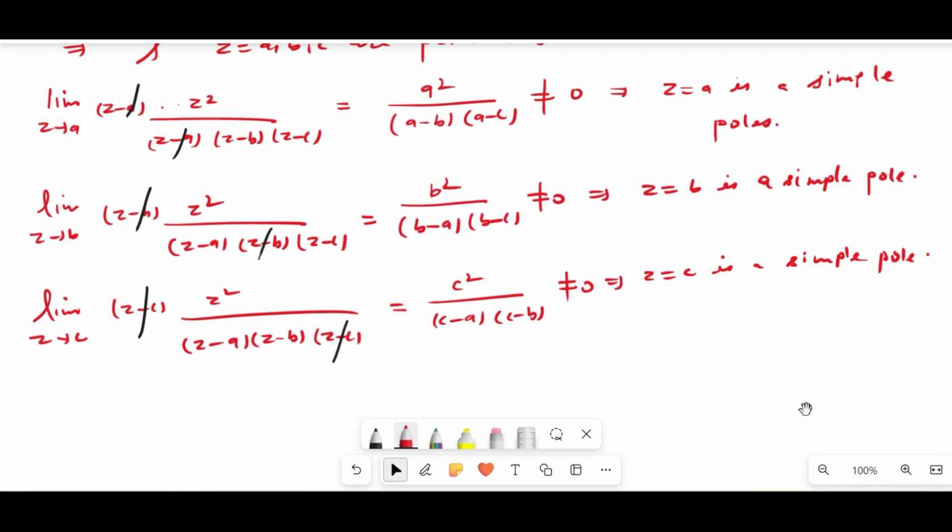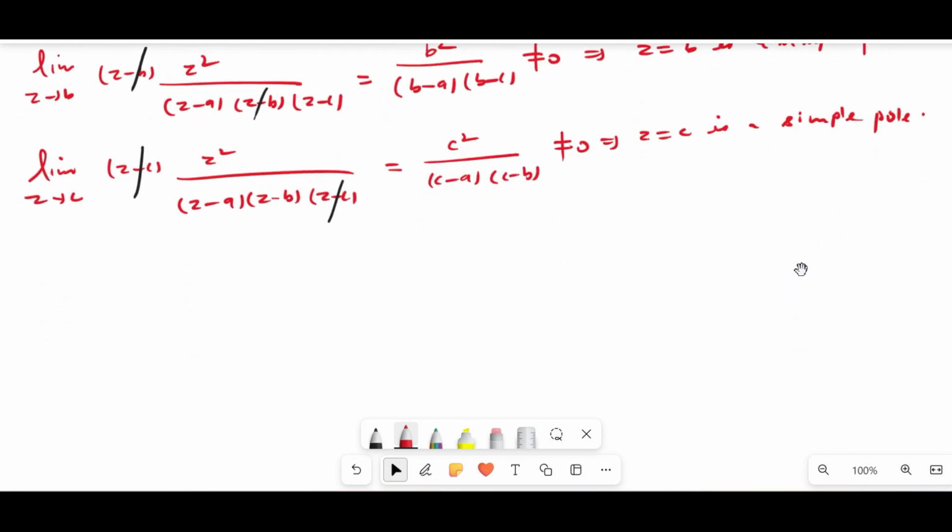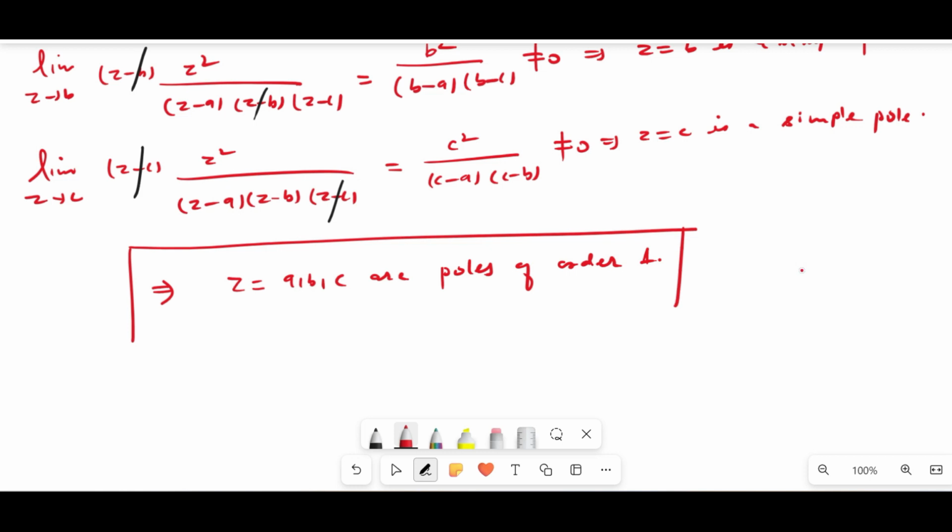And for a simple pole, the order of the singularity is 1, or the order of the pole is 1. So we can write z equal to a, b, c are the poles of order 1. So this is our required answer.